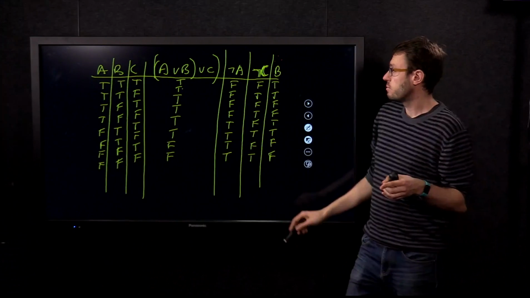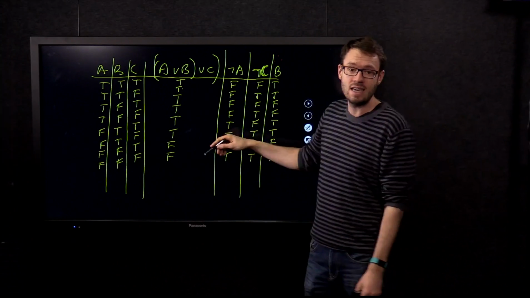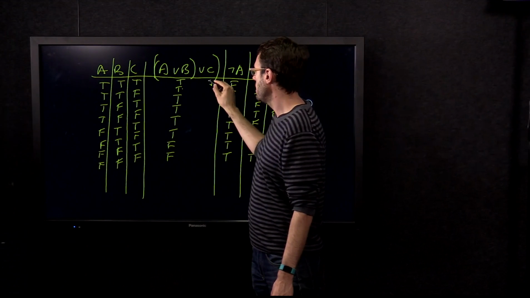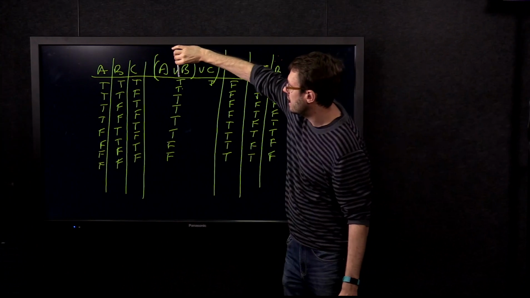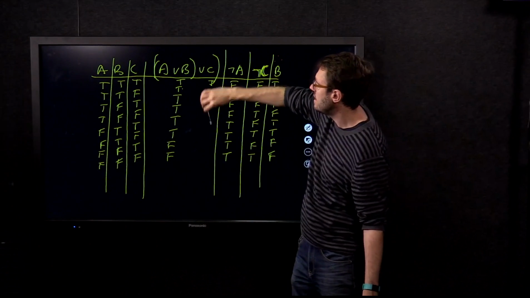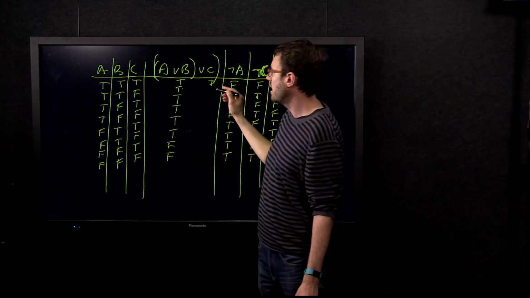Now, what we have to do is evaluate this disjunction with C. So I'm going to put C in, just in the same way that I put B in over here. So I'm going to start by putting that in. Ultimately, what I'm going to be doing is evaluating this column for the A or the B against the column for the C in order to work out the disjunction of A or B or C. So let's put in C.